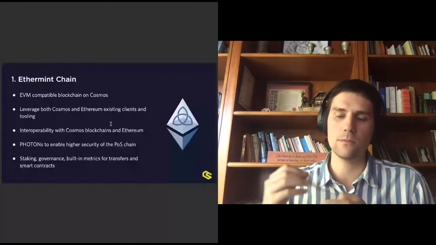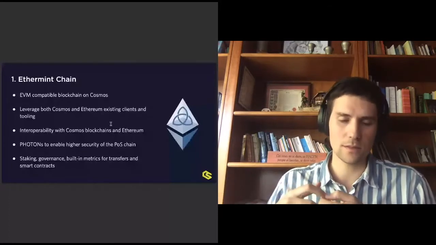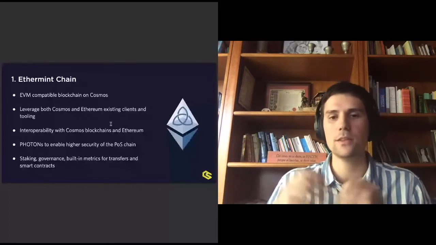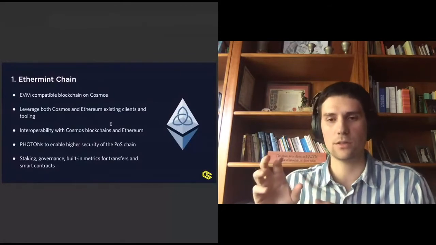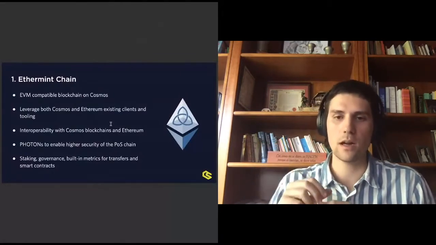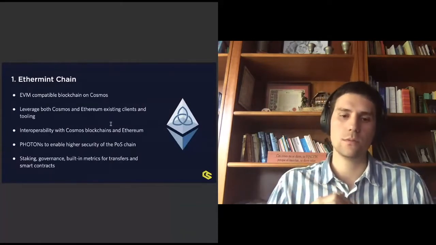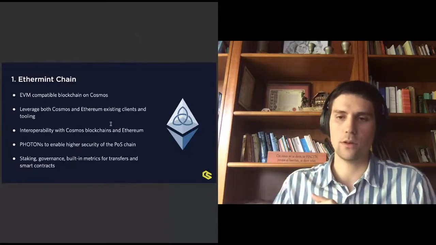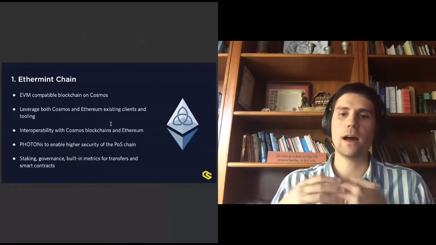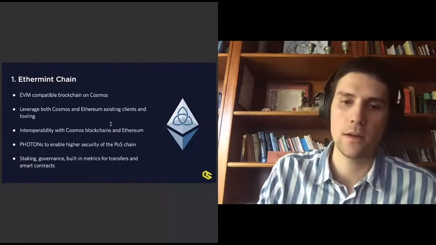And because of IBC and other bridges, such as Chain Bridge, you will have interoperability natively built in with other Cosmos blockchains and BFT blockchains in general, and Ethereum. Developers can also use the Photons, which we'll explain now, which is the staking token for Ethermint, that will provide a higher security for the proof of stake blockchain, in this case, the Ethermint chain.